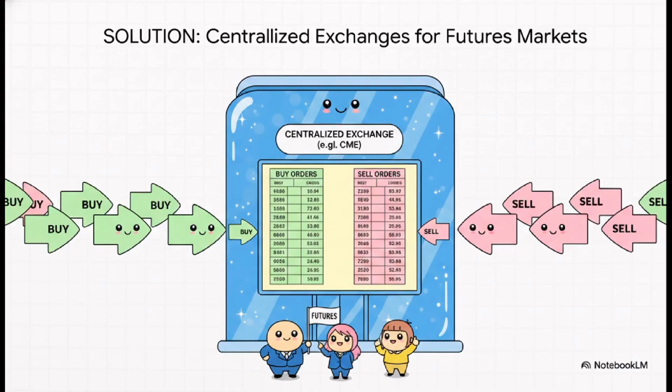This is exactly why professional traders who really rely on order flow tend to stick to futures markets. On a centralized exchange, like the Chicago Mercantile Exchange or CME, every single order from everyone gets routed through one central place. And that means the order book data, what they call level 2 data, is complete, it's transparent, and it's authentic for the entire market. What you see is what you get.